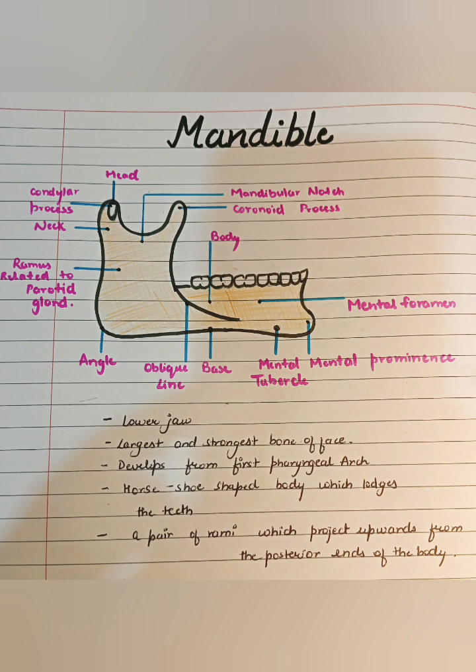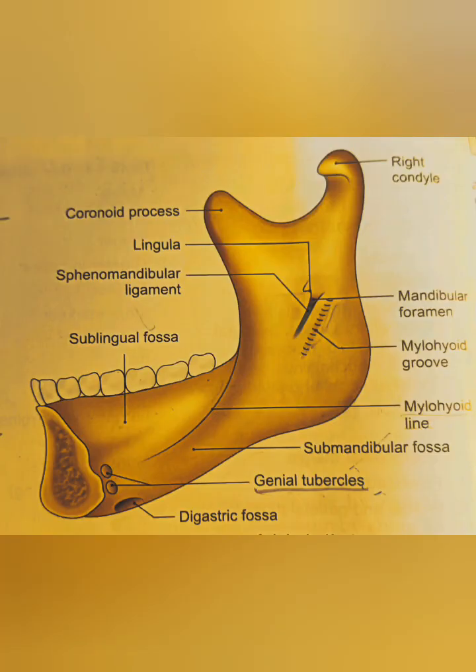Then the oblique line. As you can see in this diagram, there is an oblique line. This oblique line is a continuation of the sharp anterior border of the ramus of the mandible. It runs downwards and forwards towards the mental tubercle. As you can see in this diagram, there is a marking called the mental tubercle. We have talked about the key features of the outer surface of the body of the mandible.